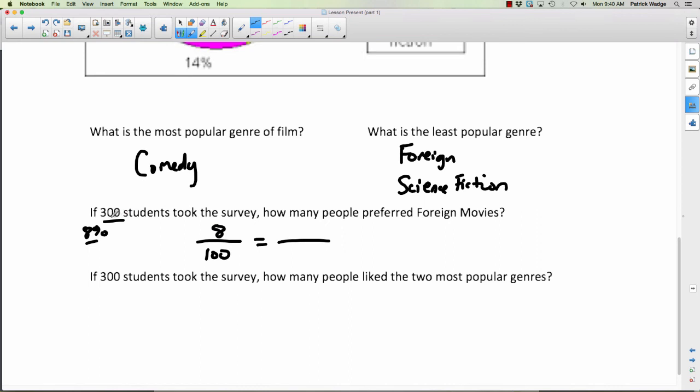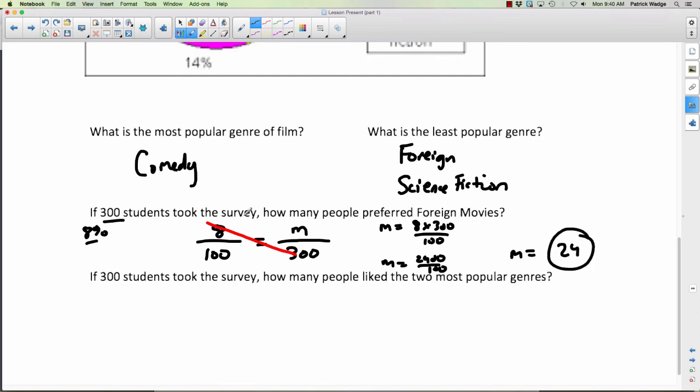This 300, that's the other number we know. Is that all the students that took the survey or only some of them? Is that the whole or the part? That's all the students. That's the whole right there. So 300 goes right here. This is what we're trying to find. I'll call it M, and we're ready to cross multiply. We are going to multiply this times this and divide by 100. So M equals 8 times 300 and then divide by 100. So that is 2400 divided by 100. If you divide that, you get that M is 24. So if 300 students took the survey, only 24 people liked foreign movies.